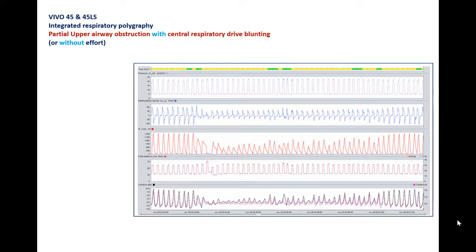On this picture, you can see an upper airway obstruction. If you look, the flow is decreasing, of course, and on the belts, you can see that there is a period of time with decreasing respiratory movements. So this is upper airway obstruction with persisting synchronous thoracoabdominal movements. Here is an example of partial upper airway obstruction with central respiratory drive blunting. We can say partial upper airway obstruction because thoracoabdominal movements remain.